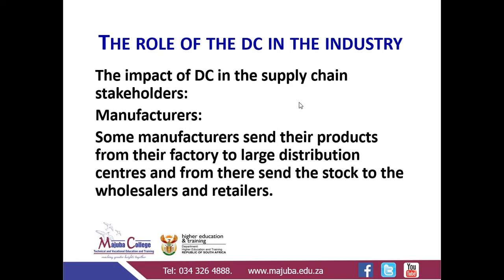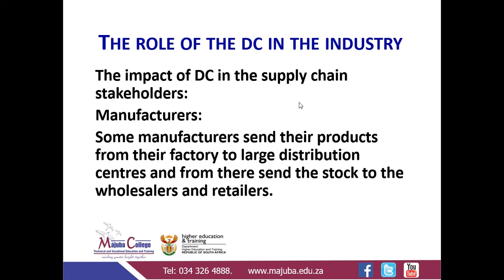Then if we look at the role of a distribution center and its impact on the stakeholders of the supply chain, just a recap from level 2: we learned about our supply chain process. We said it starts from the raw material, then it goes to the manufacturers, then to the suppliers. From there, it goes to our warehouses or distribution centers. Then it goes to our retail stores. Then the last person is our customers, who come to buy our products.